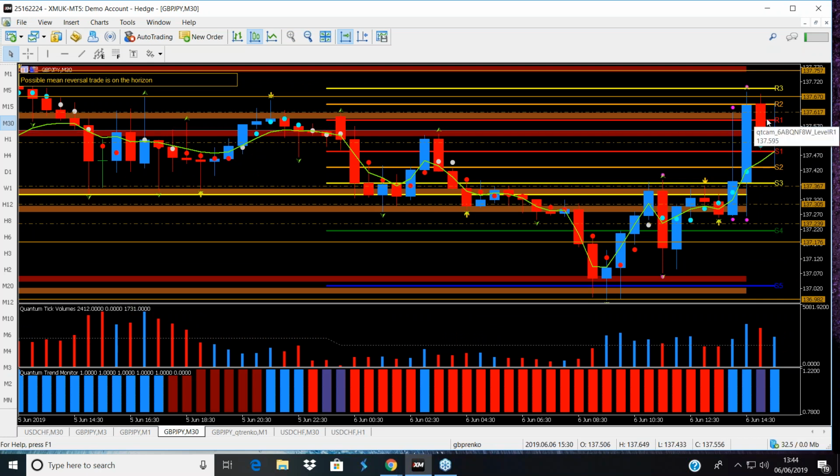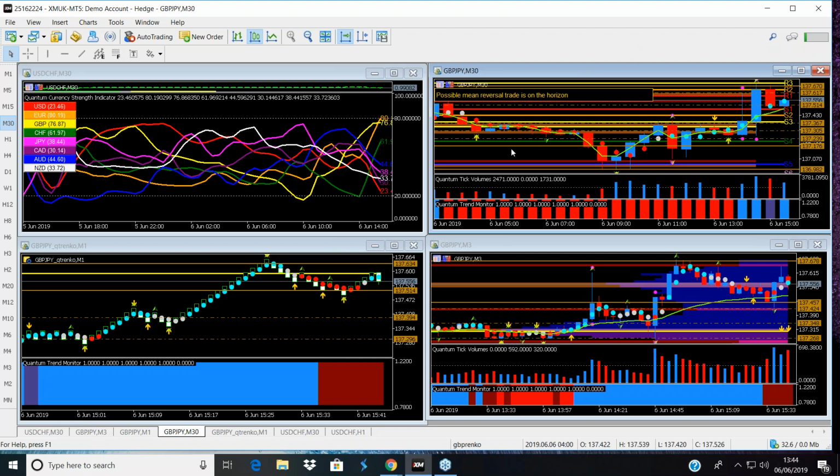137.59. It's really this R1. Where are we here? We've got 137.61, 67. It's getting towards the top of these candles. So we know what price has to do to get over, to carry on higher, as it were.